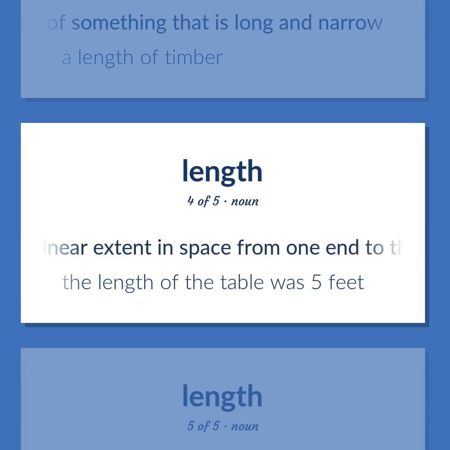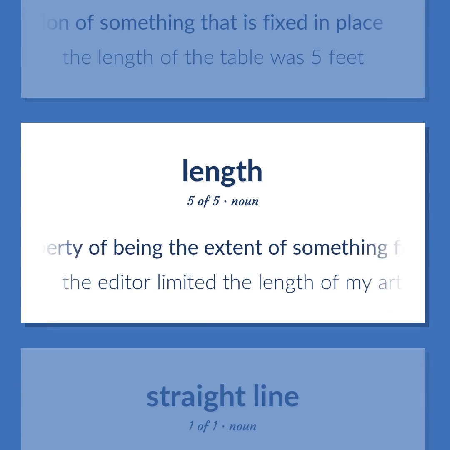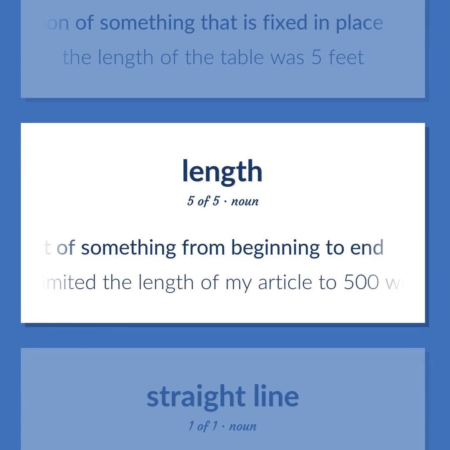The linear extent in space from one end to the other. The longest dimension of something that is fixed in place. The length of the table was 5 feet. The property of being the extent of something from beginning to end. The editor limited the length of my article to 500 words.